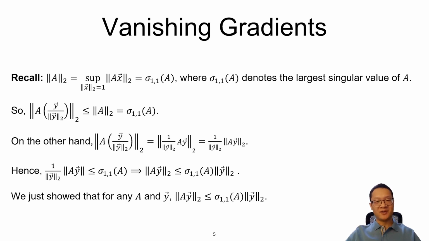Now we're going to take a 10-minute break, and afterwards we're going to be discussing the issue of vanishing gradients, starting with a review of the operator 2 norm.